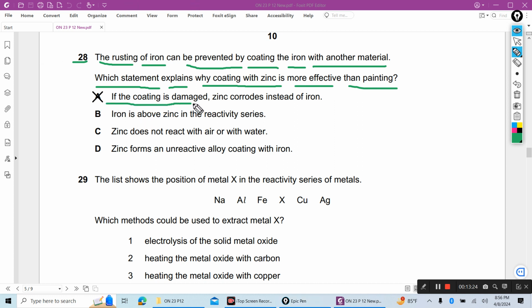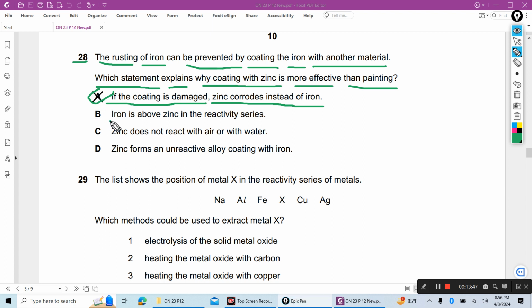If the coating is damaged, zinc corrodes instead of iron. I mean, as zinc is more reactive, if the coating is damaged, zinc will react first and zinc will save iron. Zinc corrodes instead of iron, in place of iron. So A is the correct answer.